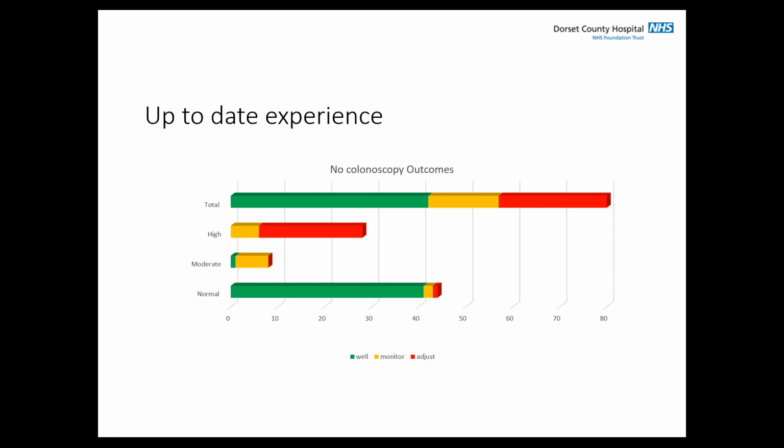So we just wanted to have a look at the 80 patients who hadn't had colonoscopies and see what their outcomes were. Just on 40 patients actually had a normal Calprotectin result, and we needed to do nothing. So very few of them had to have adjustments to their treatments. When they did have adjustment to their treatments, it was usually because of stopping a treatment.